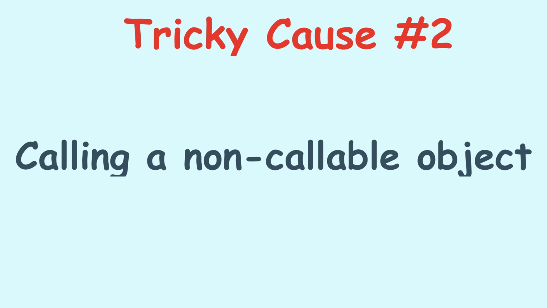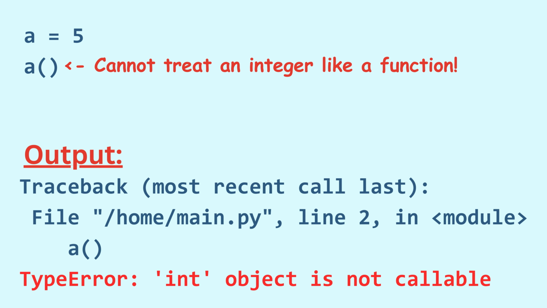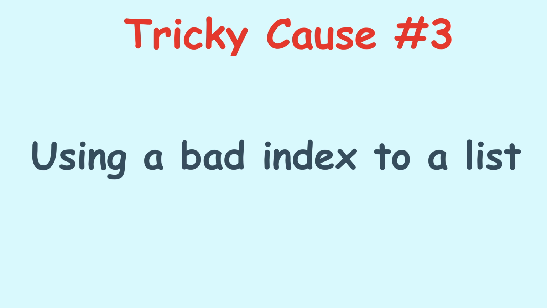The next tricky cause of TypeError is calling a non-callable object. For example, here we have a equals 5, which means a is an integer object, and if I try to call it, I get a TypeError because this is just a variable, it's not a function. Believe it or not, this kind of mistake is common while coding because some functions and variables will have very similar names.